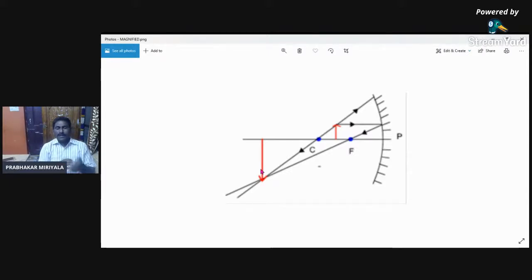Depending upon the type of intersection, either it is the actual intersection or visual intersection, there are 2 types. One is the real image, second one is the visual image. If the rays actually intersect after reflection, the image formed is said to be real. If you produce the rays in the backward direction, then image is formed, then the formed image is said to be visual. And depending upon the nature, there are 2 types, inverted image and erect image.